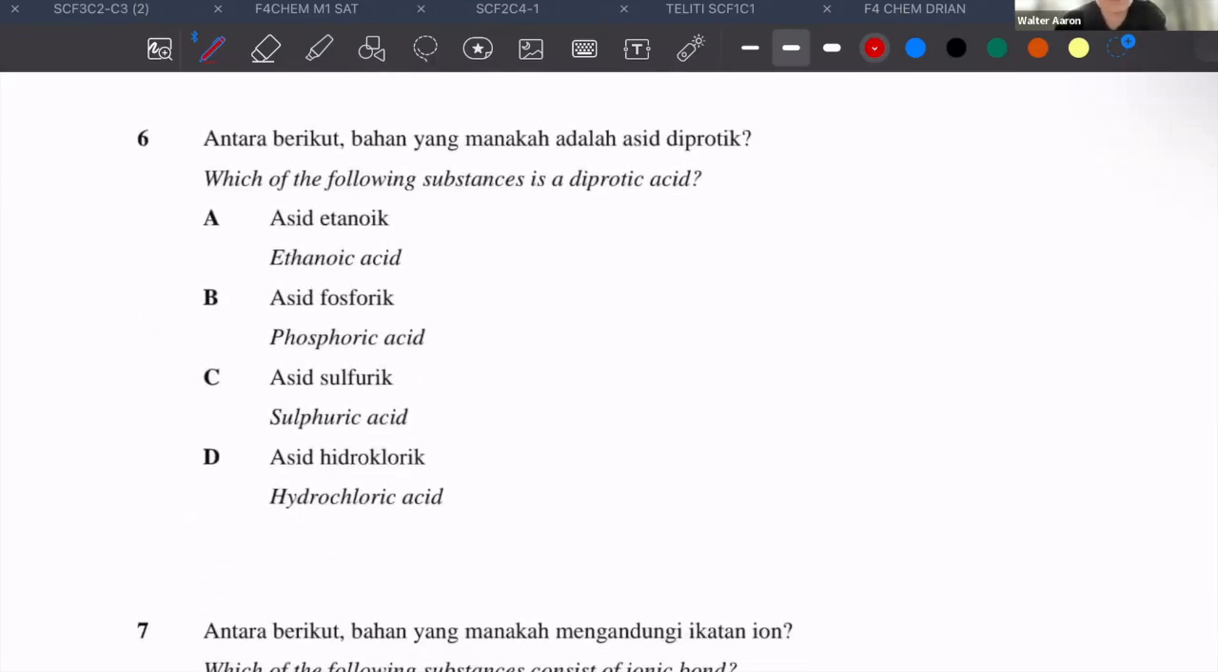Number 6, which of the following substances is a diprotic acid? Diprotic acid refers to an acid which can produce 2 moles of hydrogen ions per 1 mole of acid molecule. I think only one of these can be the answer, which is sulfuric acid. If sulfuric acid dissociates in water, it will produce 2 moles of H+, whereas the rest of them do not.